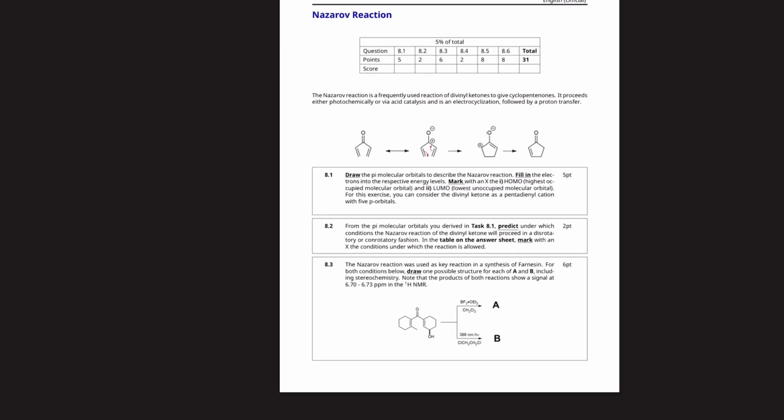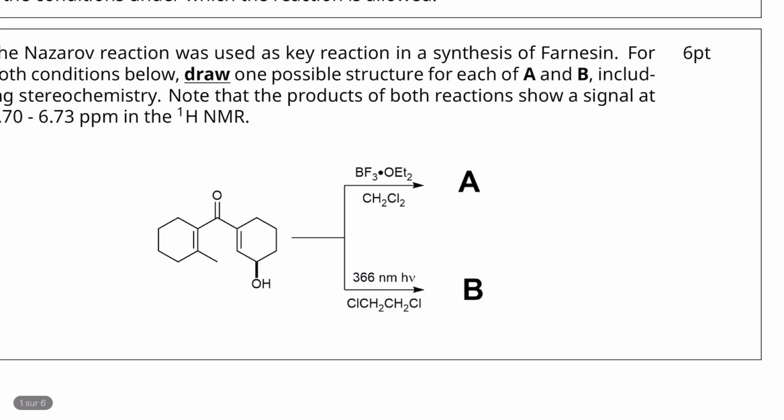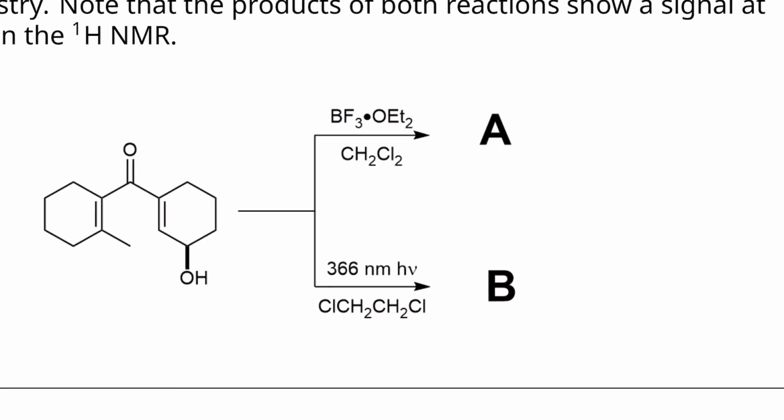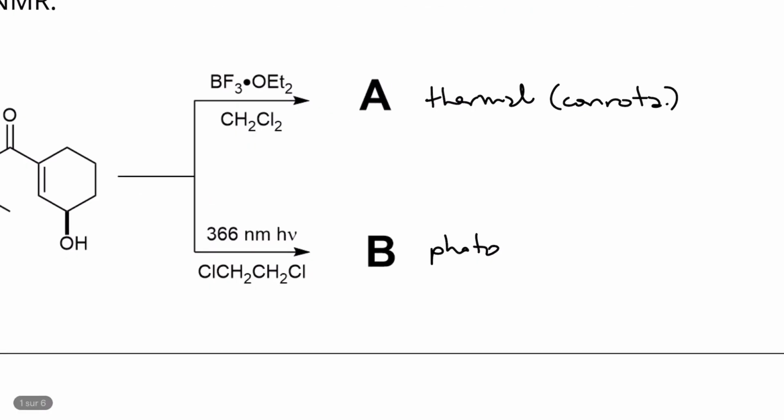So the Nazarov cyclization will form an alpha-beta unsaturated ketone. We have 2 conditions. This is a thermal condition, and this is the photochemical condition. So this will proceed conrotatory, just like what we said earlier. I'm just going to say conro, and this one is disrotatory.